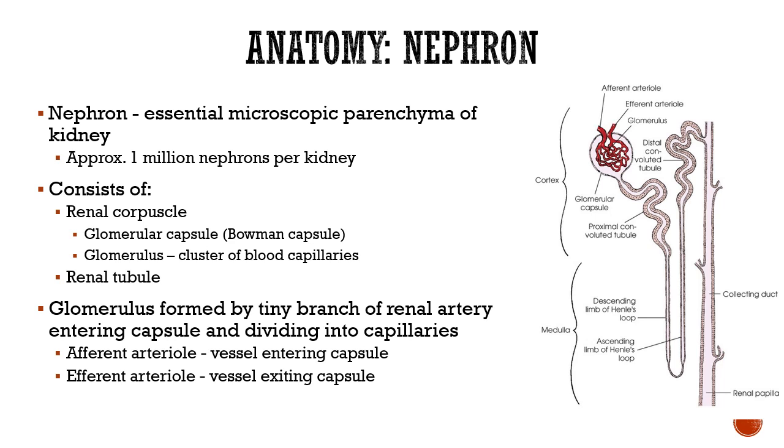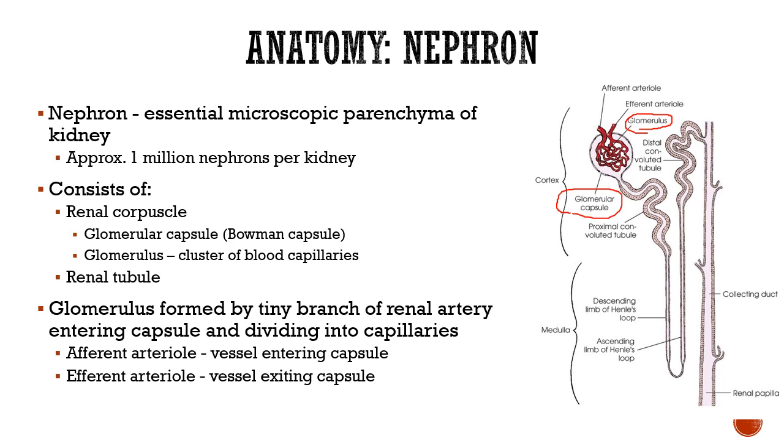Now, the nephron is an essential microscopic parenchyma of the kidney. There's approximately 1 million nephrons per kidney, and it consists of the renal corpuscle. The renal corpuscle has both the glomerular capsule, which is called the Bowman's capsule. There it is right here. And then the glomerulus itself is the cluster of blood capillaries. And then there's the renal tubule.